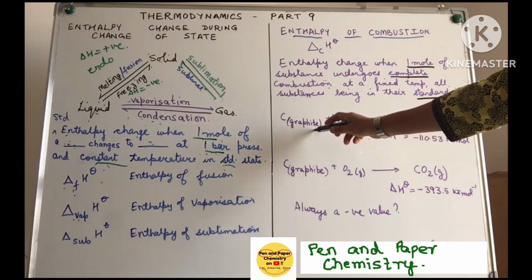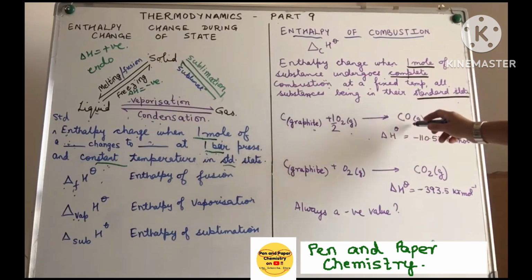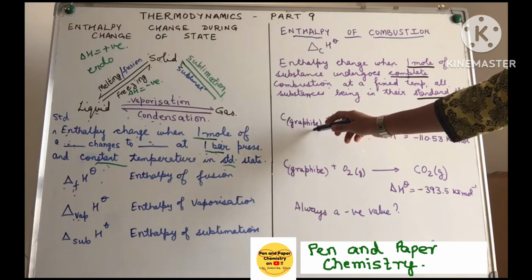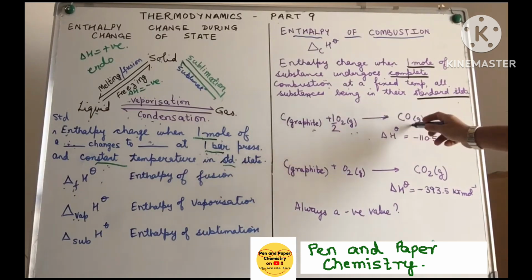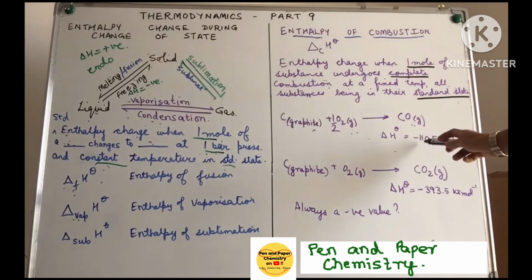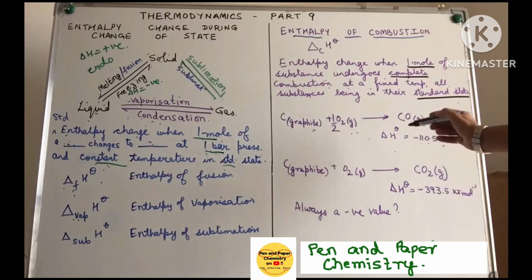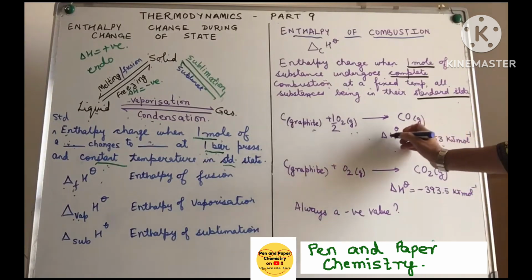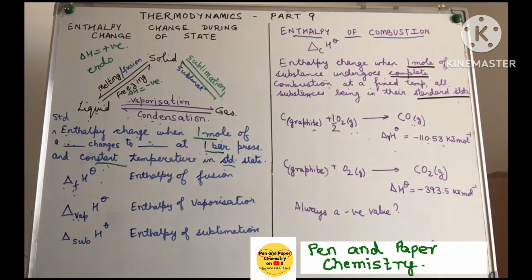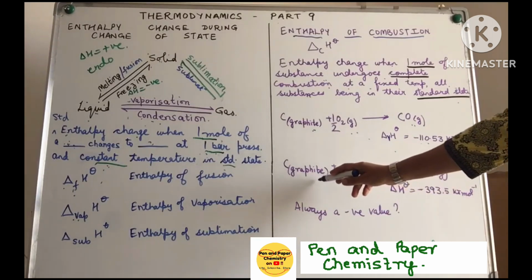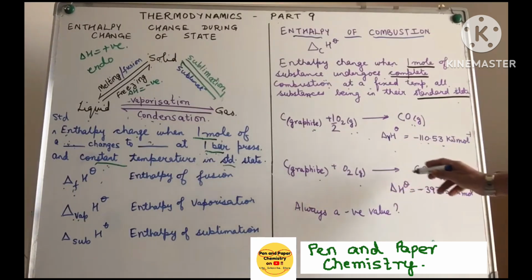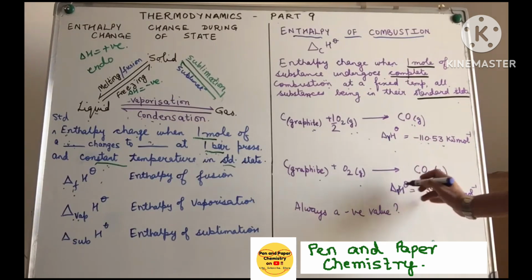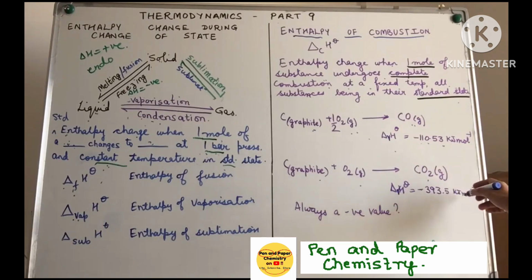Carbon graphite combines with oxygen to give us carbon monoxide. Carbon in the form of graphite, oxygen gas, carbon monoxide gas. The delta H in this process is negative 110.53. This is the standard enthalpy, let me put it as the delta H for the reaction. We've given another equation over here. Carbon in the form of graphite combining with oxygen gas giving us CO2 gas. The standard enthalpy of this reaction is negative 393.5.